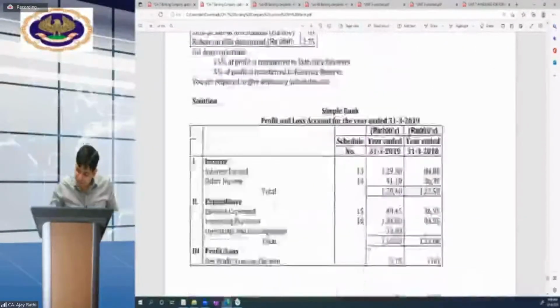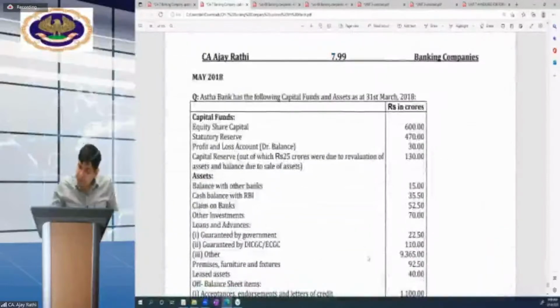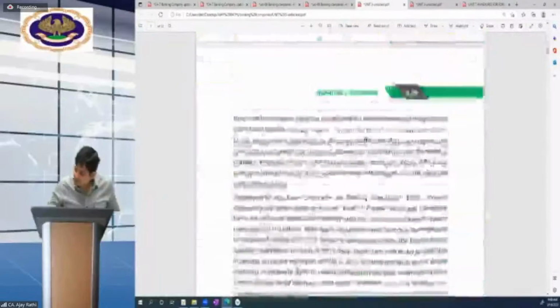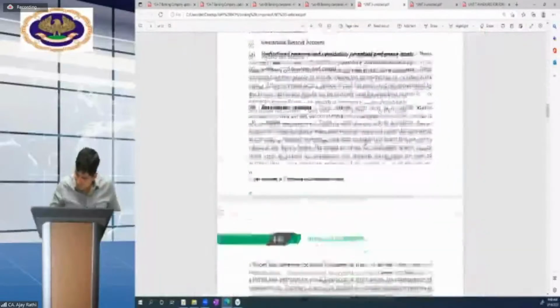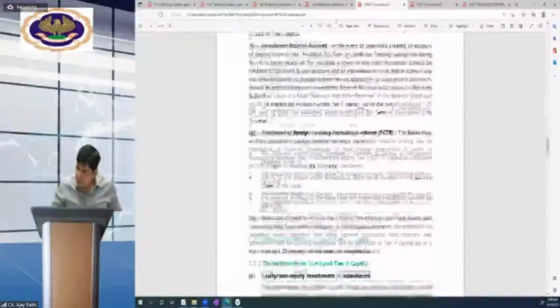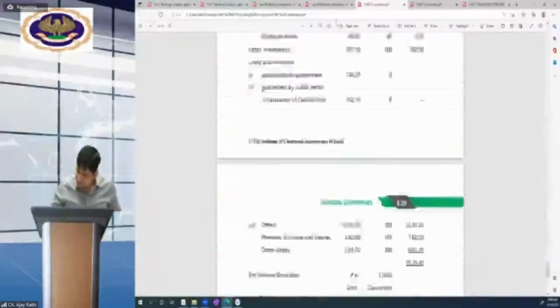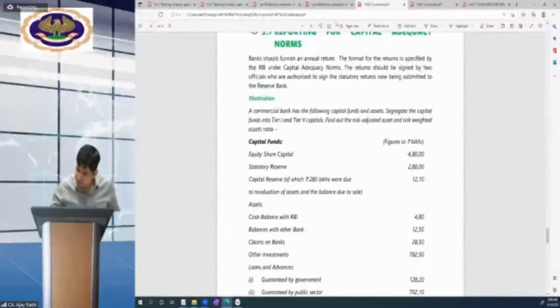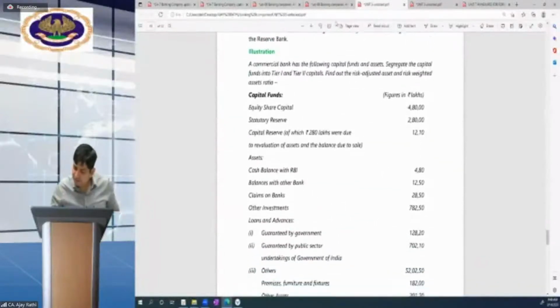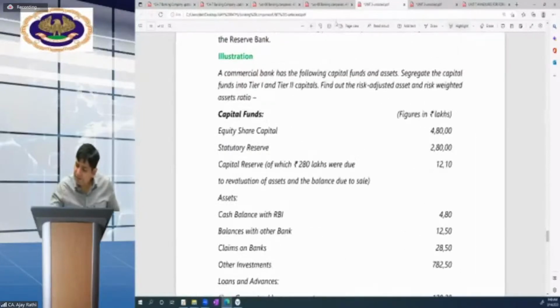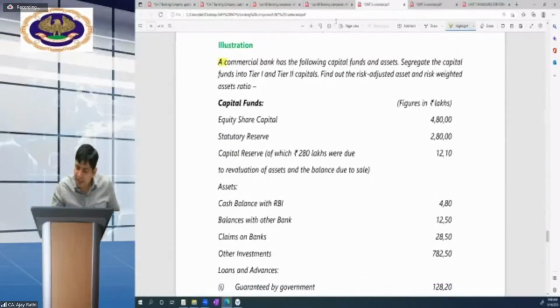Okay, this is a profit and loss question. In study material, you will find the questions. From study material, you can practice, beta. There are questions. A commercial bank has following, beta, see. Okay, do just last practice. A commercial bank has the following capital funds and assets. What you have to do, segregate the capital into tier 1 and tier 2. Find out the risk-adjusted assets and risk-weighted assets ratio. Beta, this is the illustration.